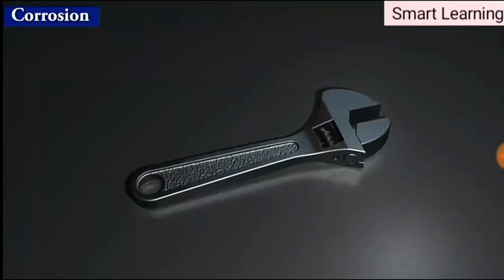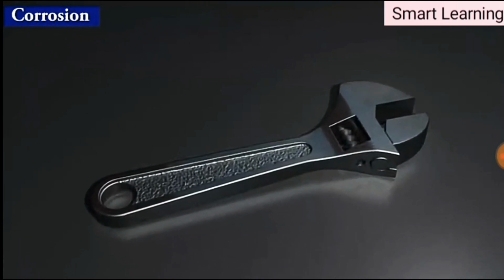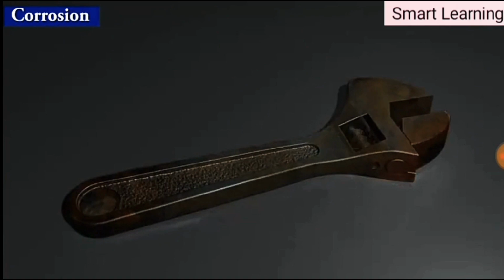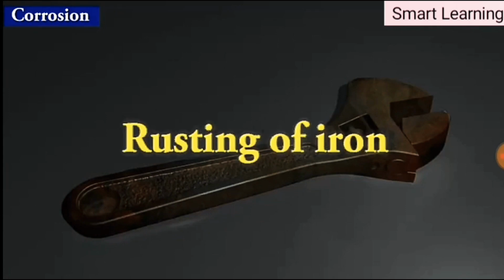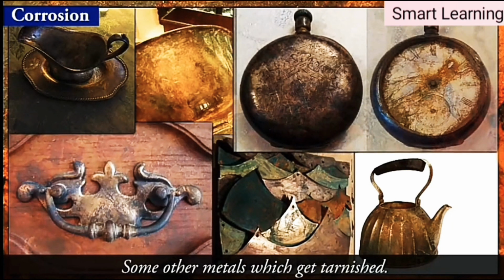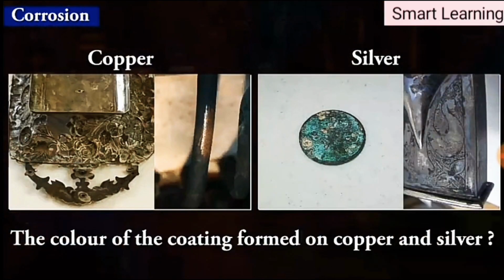You must have observed that iron particles shine when they are in a new state. However, they get coated with a reddish-brown powder when left for some time. Do you know what this process of coating is called? This process is commonly known as rusting of iron. Apart from iron, there are some other metals which get tarnished in this manner. Have you ever noticed the color of the coating formed on copper and silver?